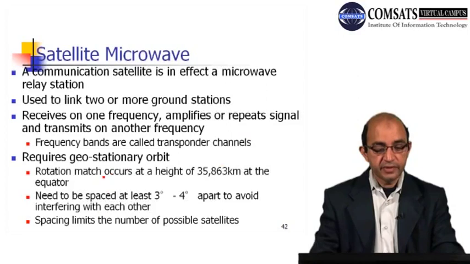So it receives on one frequency, so one frequency is being used for the receiver, the uplink. And then it amplifies and repeats the same signal and transmits at another frequency. So there are two different frequencies, one for uplink and one for downlink. And we require a geostationary orbit because Earth is rotating, so we need to adjust for its rotation and movement in order to have communication by using satellite microwave.